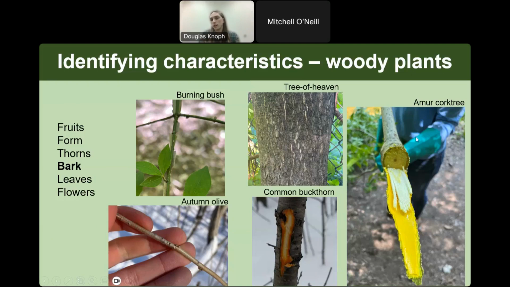And then for species like Amur cork tree, it can look very similar to some native tree species like ash, especially with their compound leaves. But if you are to cut into one of the branches or again remove some of that bark, it has a very distinct highlighter yellow color to the underside of the bark.